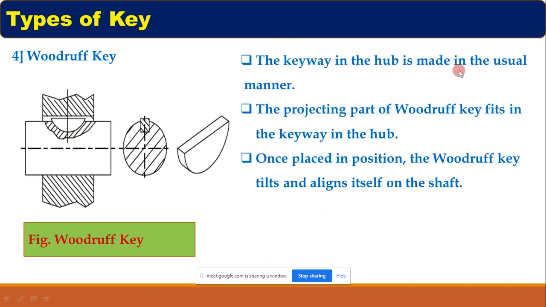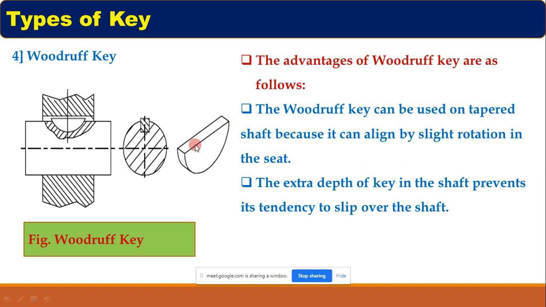The keyway in the hub is made in the usual manner. As I told you, the keyway in the hub is the same for this Woodruff key and for previous keys. There is no change in the keyway on the hub, but the keyway in the shaft is different in the Woodruff key. The projecting part of the Woodruff key fits into the keyway of the hub. So this is the projecting part. This flat surface of the Woodruff key, which is along the diameter of this semicircular key, will fit into this keyway of the hub.